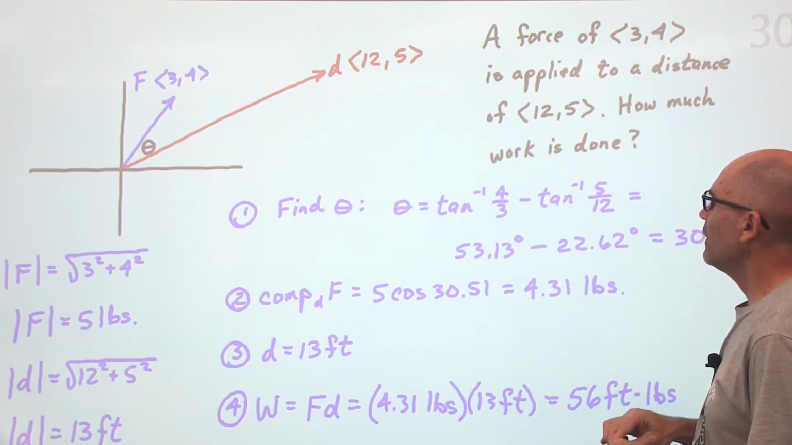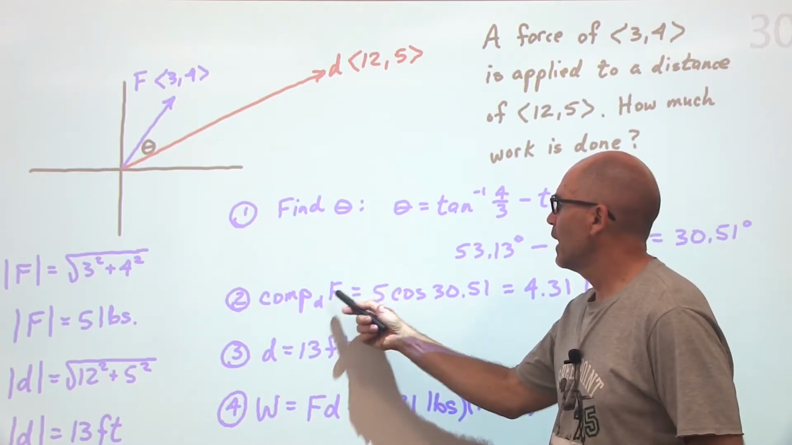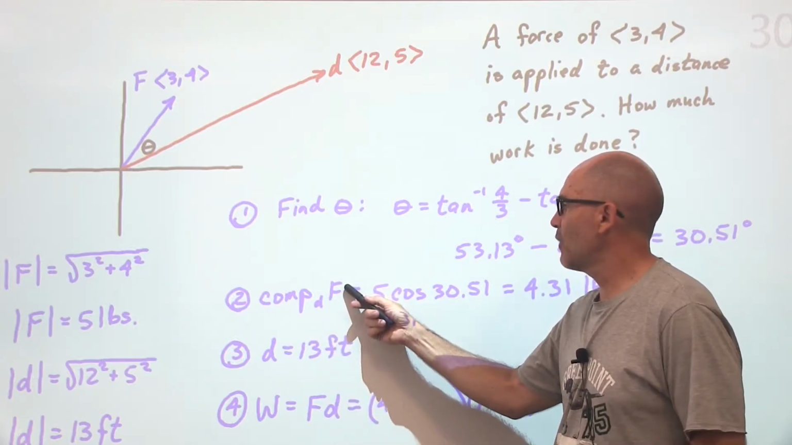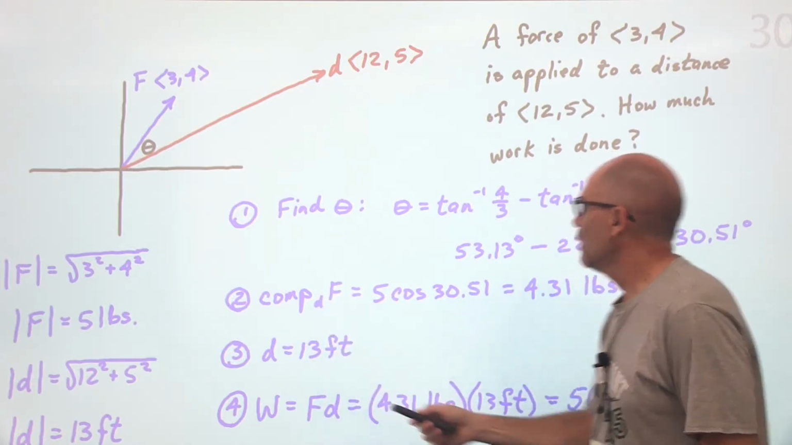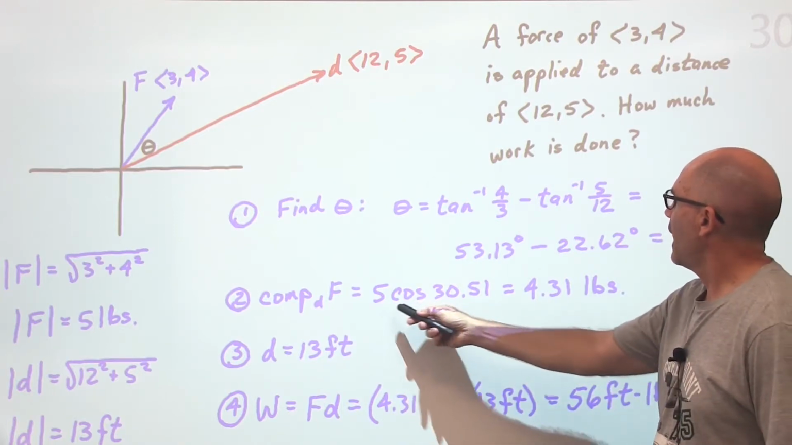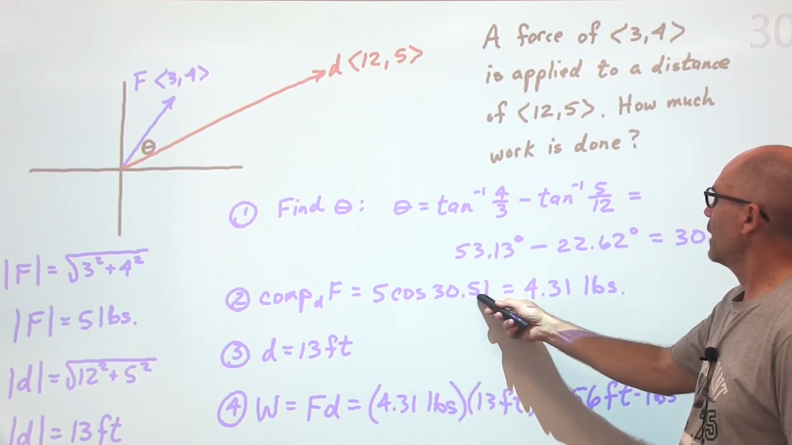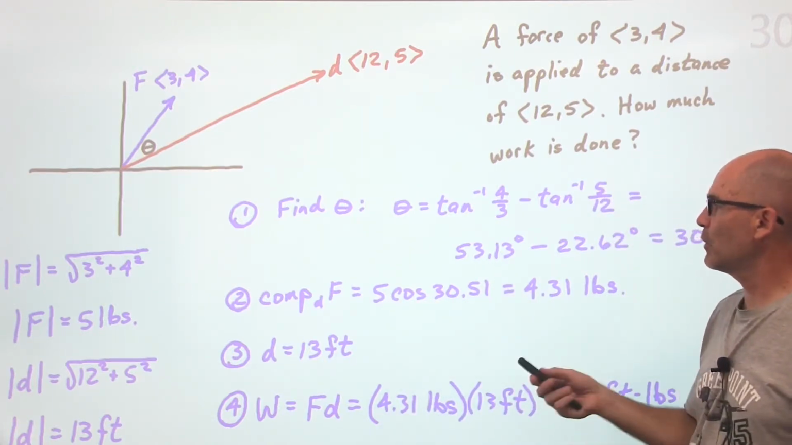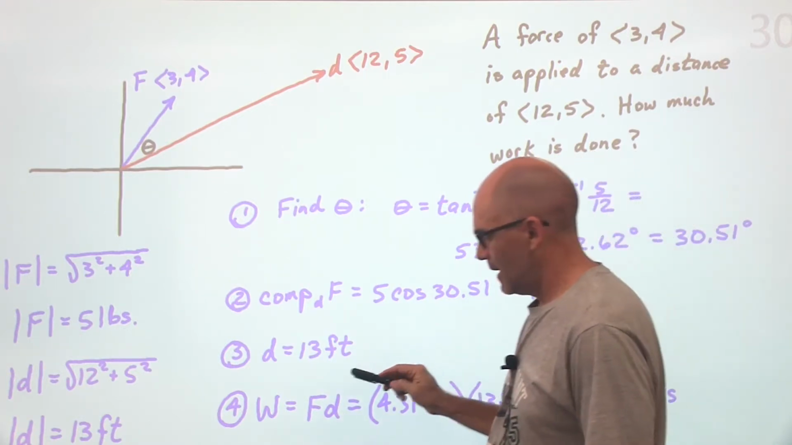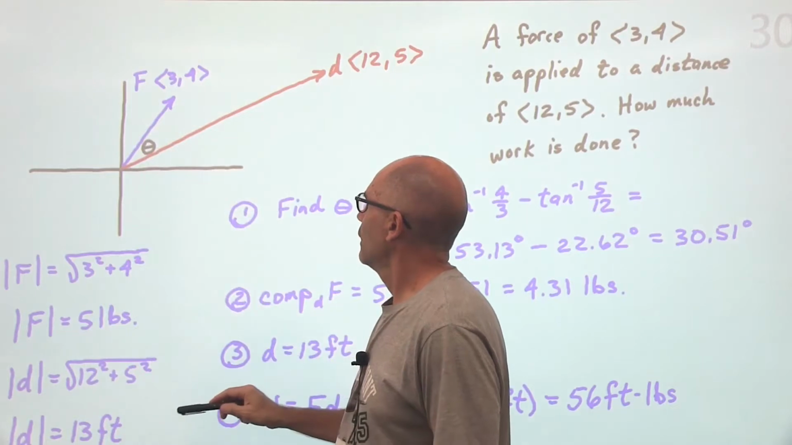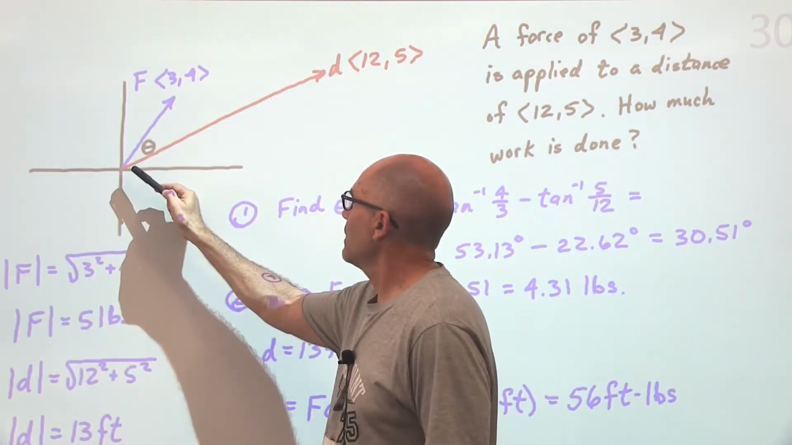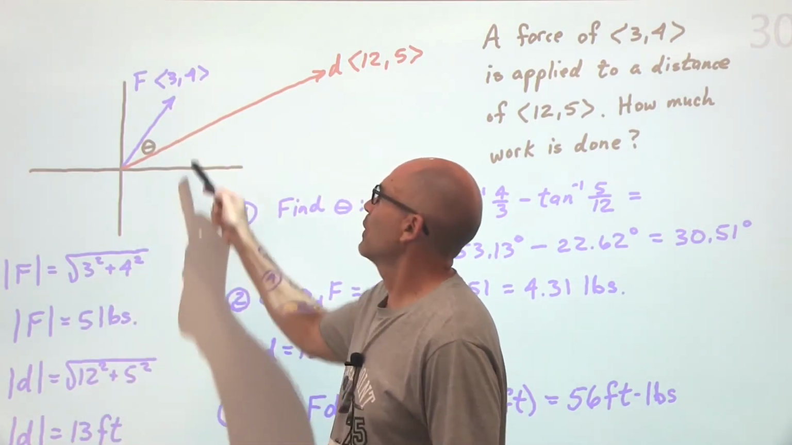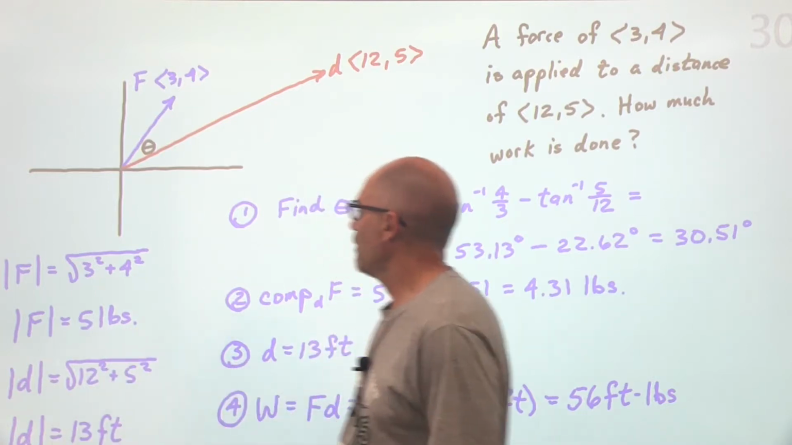Now, the component of force along the distance is what we're looking for. That's what work is, force along a distance. So that equals 5 times cosine 30.51. That's my force. Well, let's back up for a second. How did we get 5? Well, we need to get the magnitude of this force. So what's the magnitude of the force? It's going to be square the x, square the y, add them up, take the square root. And it's a 3, 4, 5 right triangle, so force is 5 pounds.